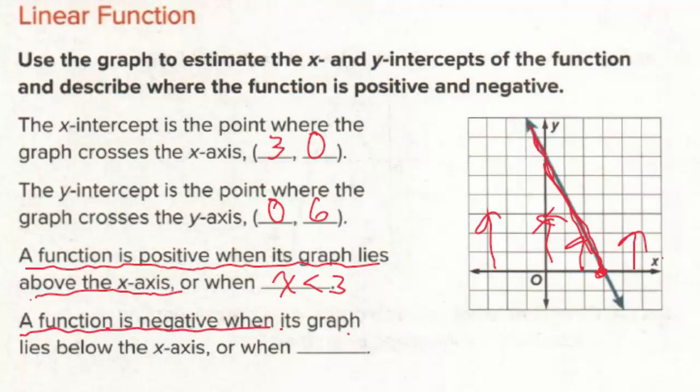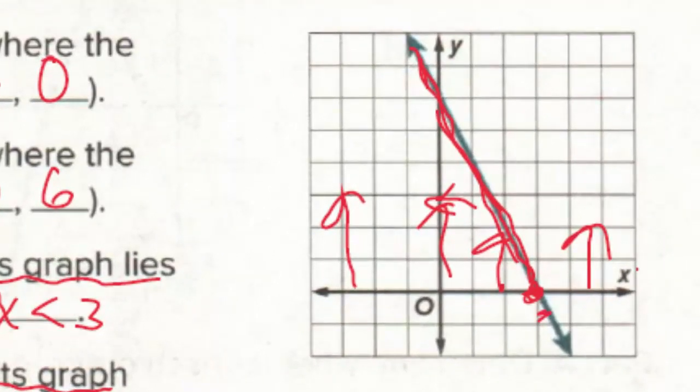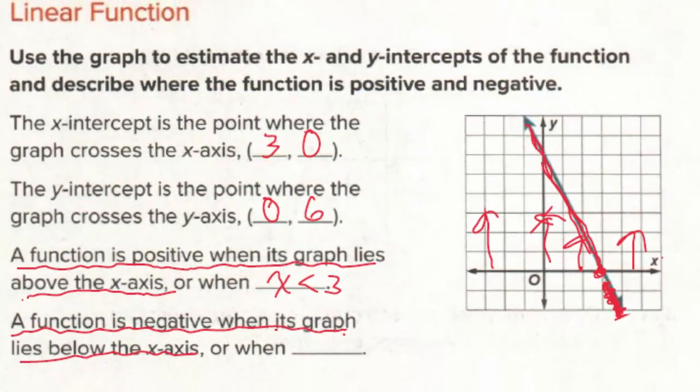A function is negative when its graph is below the x-axis. So all the portions down here, but all the x values that are on this part of the line are where x's are bigger than 3. So the function is negative when x is greater than 3. And you notice how it's not equal at either location, and that's because when x equals 3, it's right on the x-axis, which causes a y value of 0, and 0 is neither positive nor negative.